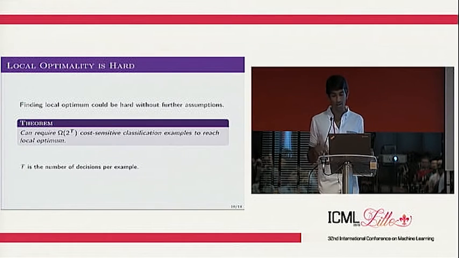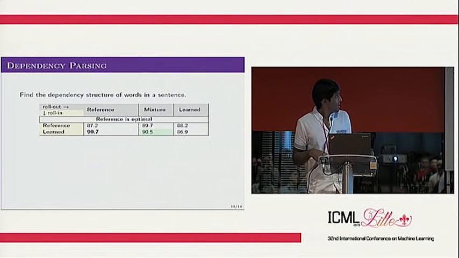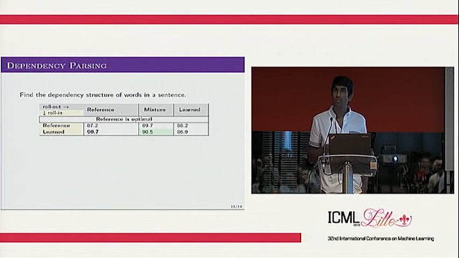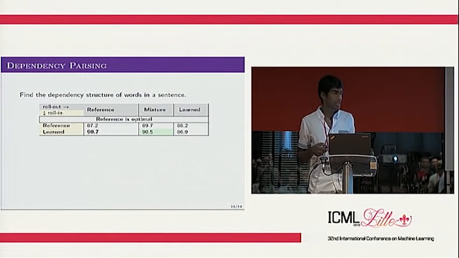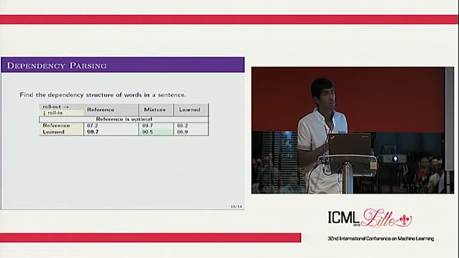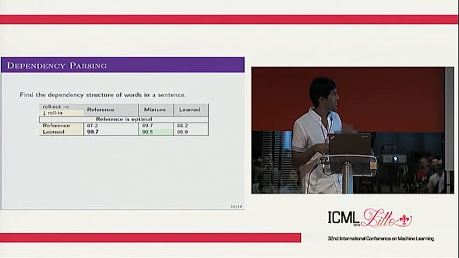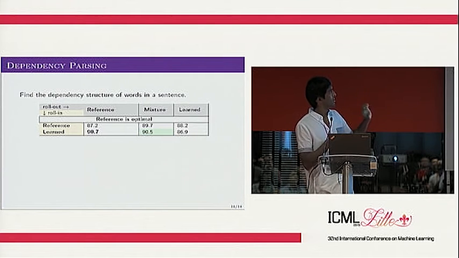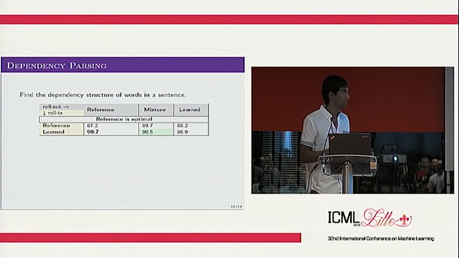So this is all I wanted to say on the theory front about the full information setting. Let me just present one experimental result. This is a dependency parsing task. This is data from the Penn Treebank Wall Street Journal corpus using the standard train test split. The numbers here are the unlabeled attachment score, for which higher is better. And I'm just going to look at different roll-in, roll-out strategies and different reference policies.